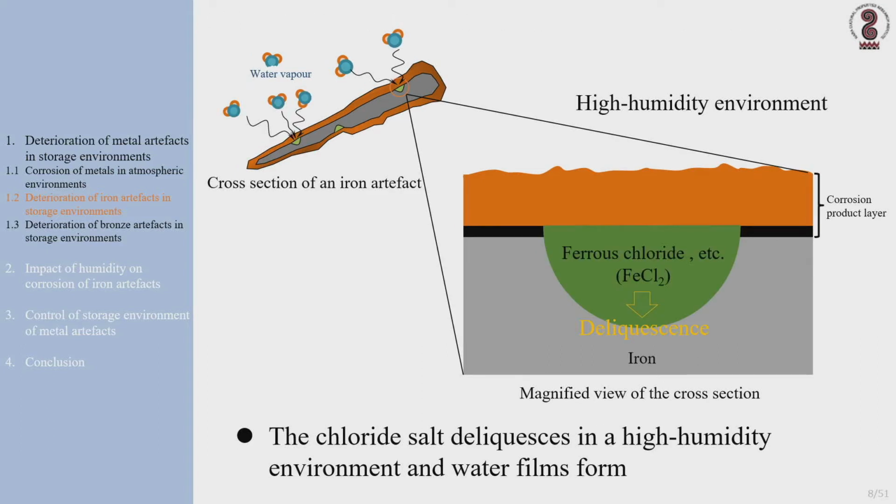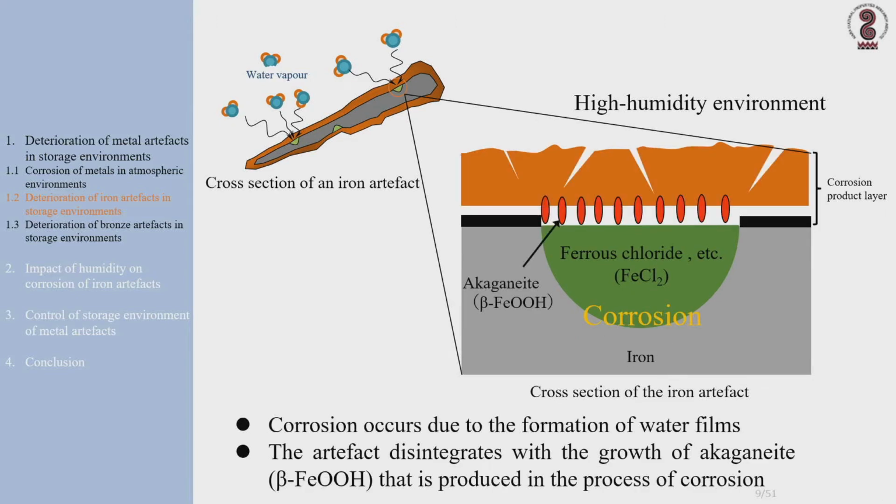When such an artifact is placed in a high humidity environment, the iron chloride deliquesces and water films form. So, in chemistry, to deliquesce means that a solid becomes liquid by absorbing moisture from the air. The artifact corrodes due to the formation of water films. In the corrosion process, akaganeite grows and ruins the shape of the artifact.